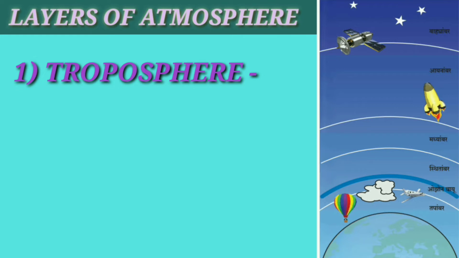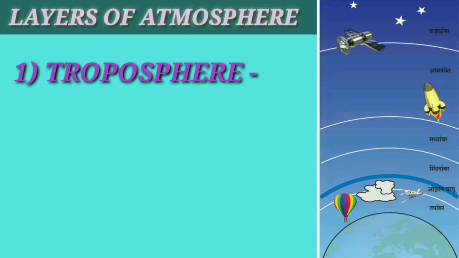The surface of Earth is heated due to solar energy. Hence, air nearest to the Earth's surface is hottest. As we go higher in troposphere, air becomes cooler. As we go higher in troposphere, 1 degree Celsius temperature decreases at every 160 to 165 meter. Similarly, as we go higher in troposphere, the air pressure also decreases.